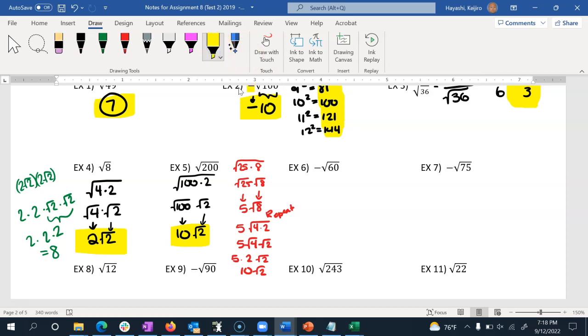Okay. For this one, just remember that this negative sign is here. If a negative sign is outside a radical, it doesn't mean anything.